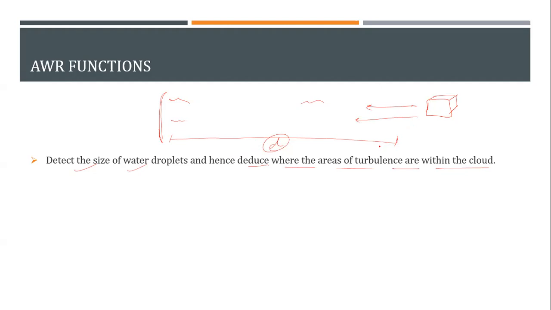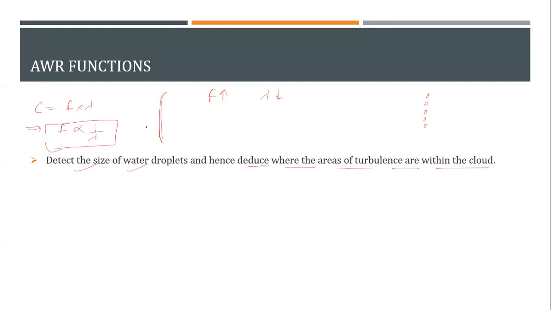Now, in order to capture the water droplets, which are not the size of a box, of course, they are really small, you need to understand we need a really high frequency. Why? In simple language, the higher the frequency, the less will be the wavelength. C is equal to F into lambda. This implies that F is inversely proportional to lambda, which is your wavelength. That means the higher the frequency, the less the wavelength.